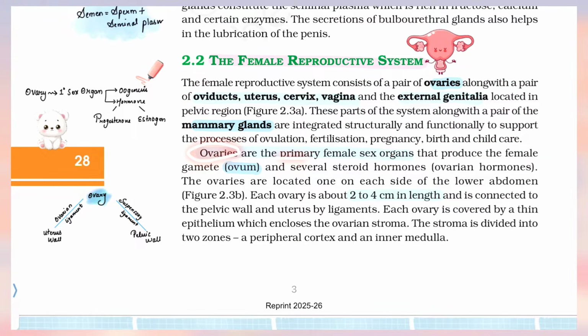Ovaries are the primary female sex organs that produce the female gamete called ovum and several steroid hormones called ovarian hormones. The ovaries are located on each side of the lower abdomen. Each ovary is about 2 to 4 cm in length and is connected to the pelvic wall and uterus by ligaments. Each ovary is covered by a thin epithelium which encloses the ovarian stroma. The stroma is divided into two zones, a peripheral cortex and an inner medulla.